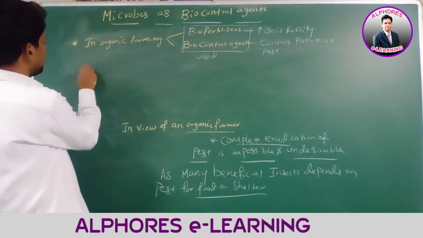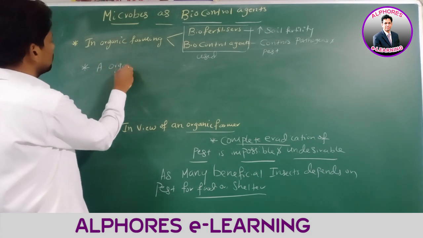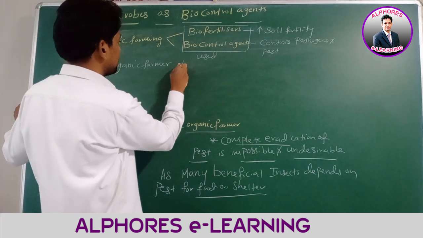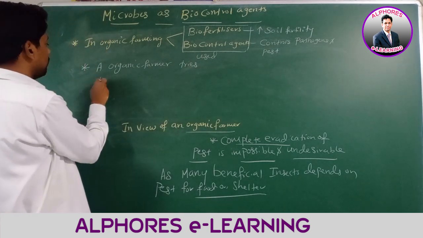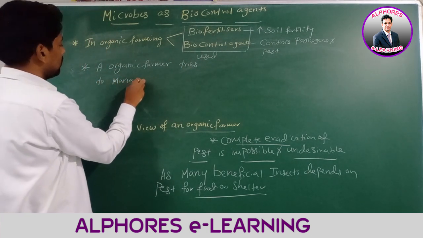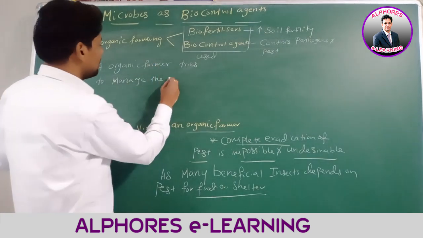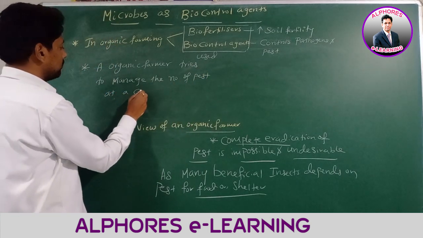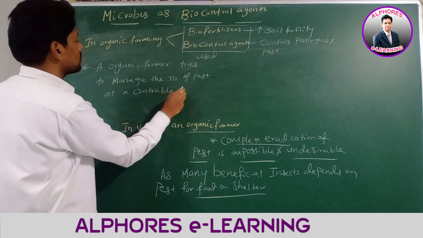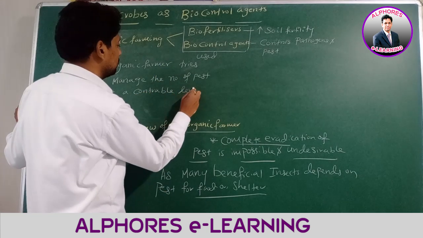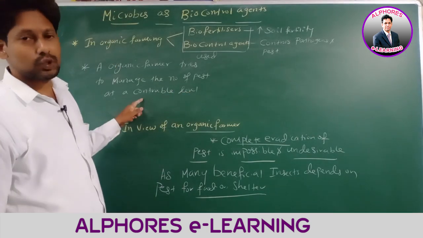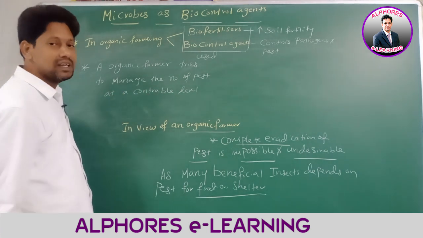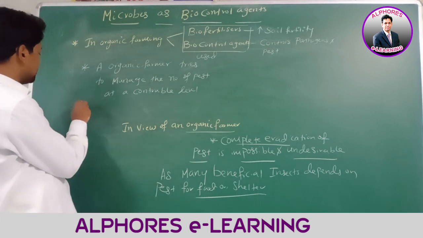Therefore, an organic farmer tries to manage the number of pests at a controllable level, instead of completely eradicating the pest. Now listen to this statement.